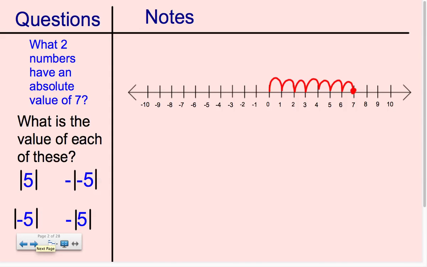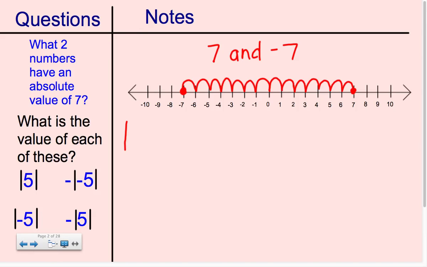And then I can also go the opposite direction. 1, 2, 3, 4, 5, 6, 7. So negative 7 also has an absolute value of 7. So the two numbers that have an absolute value of 7 are 7 and negative 7.